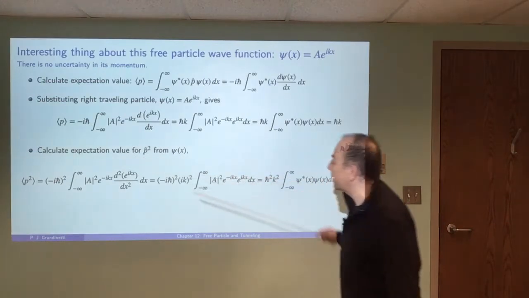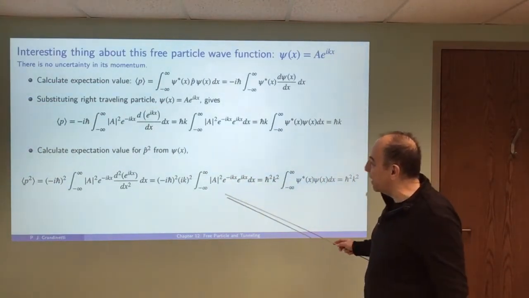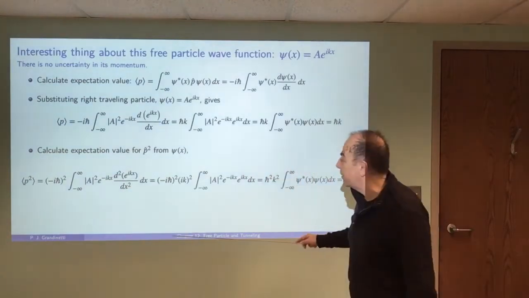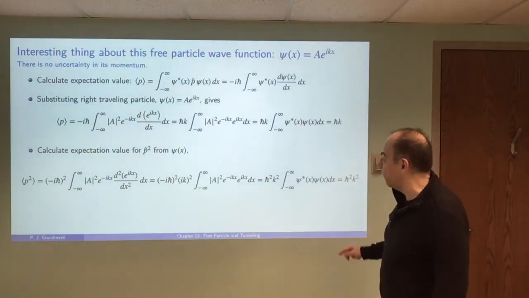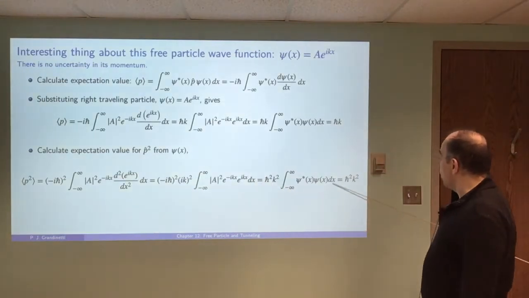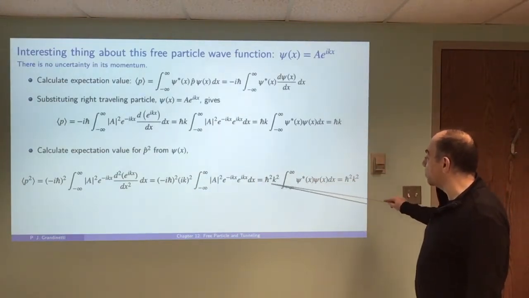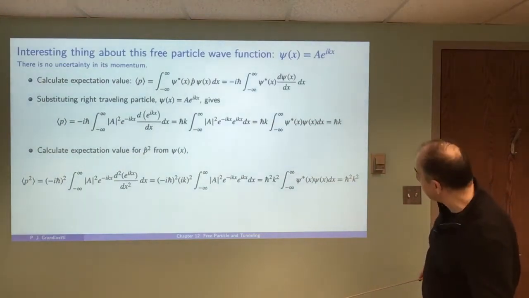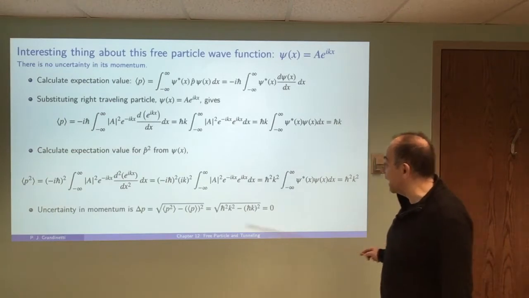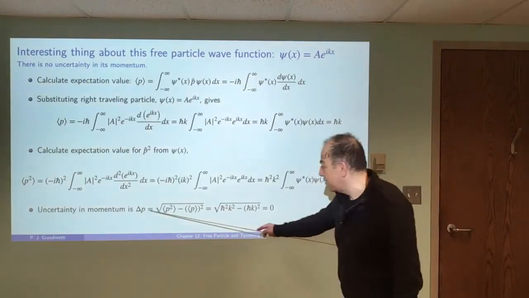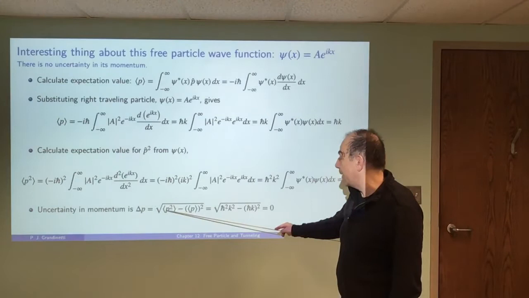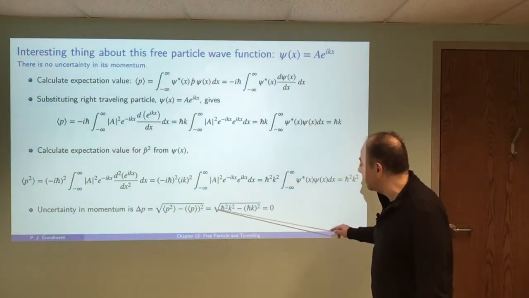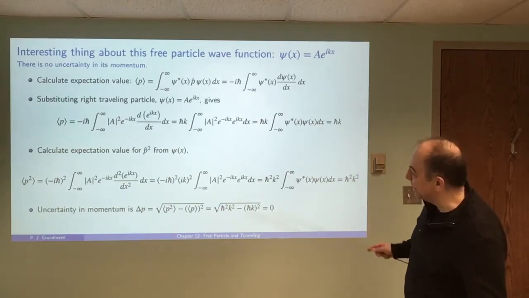And if we take the expectation value for the momentum squared, we follow the same arguments here, where we're taking the derivative, p squared. So I take the derivative of that part of the wave function. When you multiply that all out, you end up with h bar squared k squared times this integral, and that's just h bar squared k squared. So if we take then the uncertainty in momentum, which is just the square root of the expectation value of p squared minus the square of the expectation value of p, then that comes out to be 0.